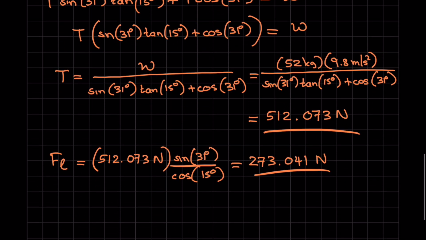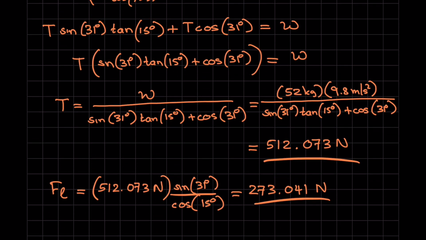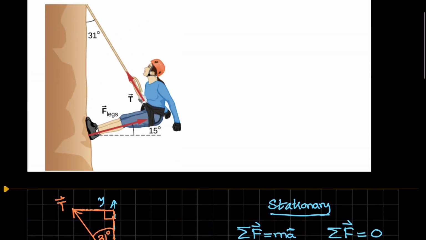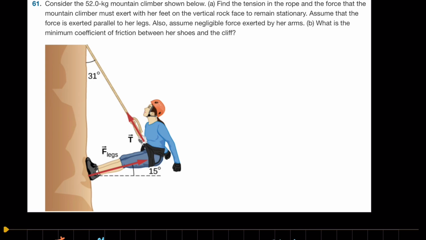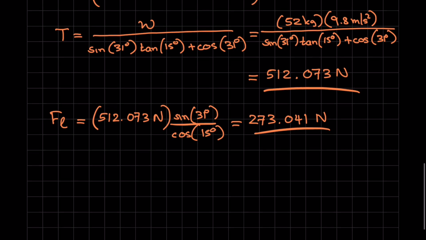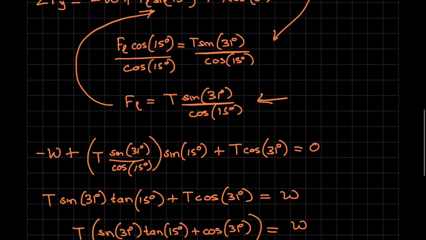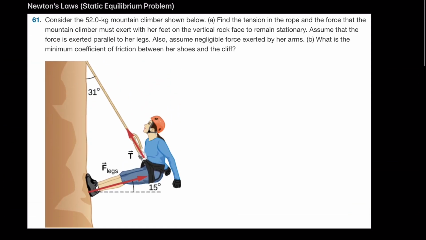So you now have the tension on this rope, going back to the top here: 512 newtons. And you also know the force on the legs from the wall onto the person. That is also known. It is now 273 newtons. Notice that if you're going to answer the question, the answer asks for the force that the climber applies to the wall, right? So it's the same magnitude, in the opposite direction.